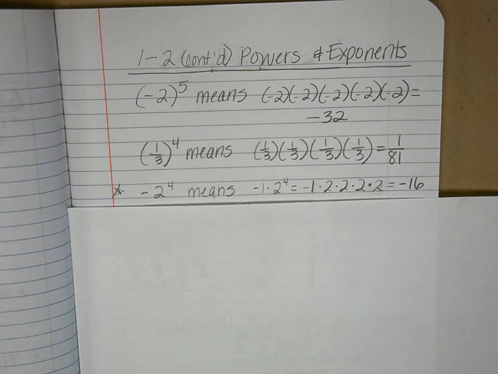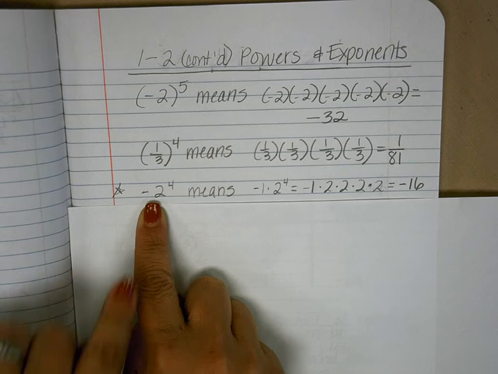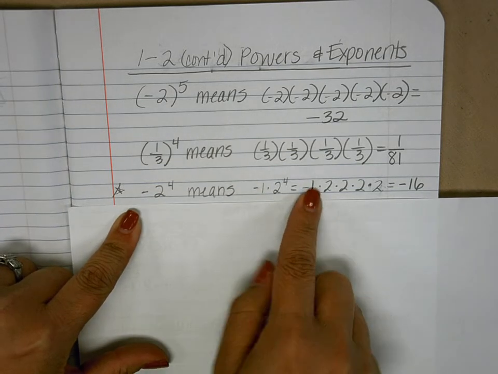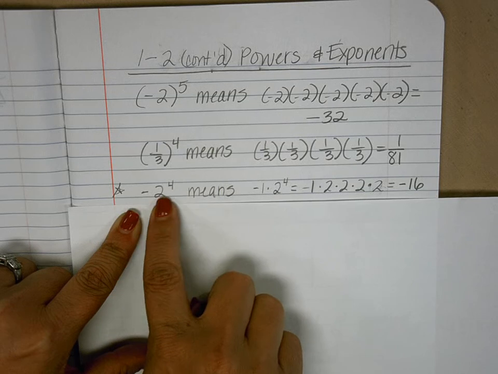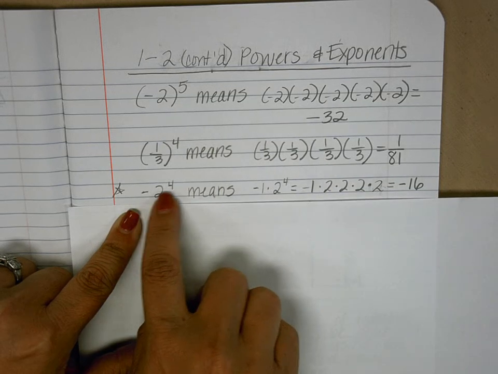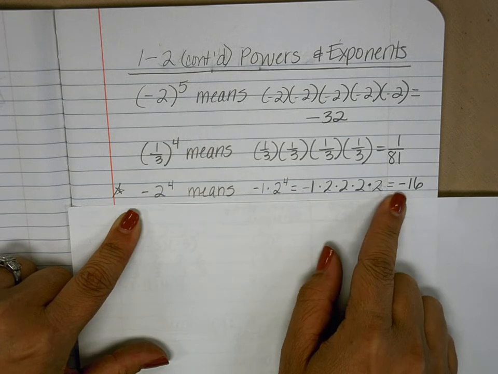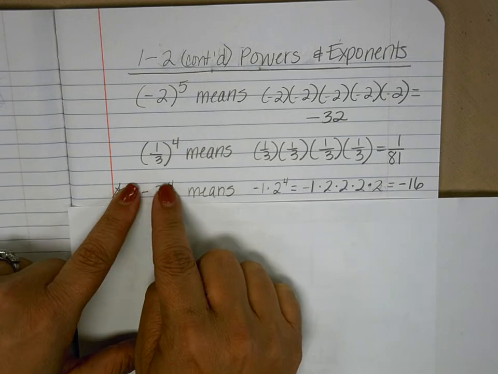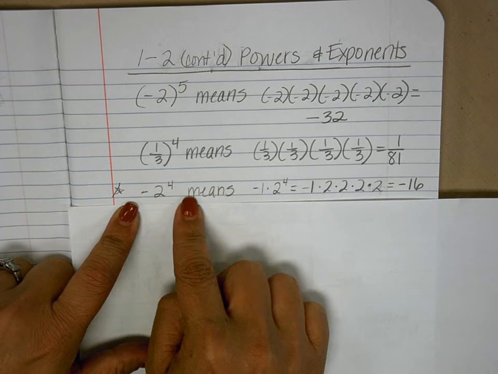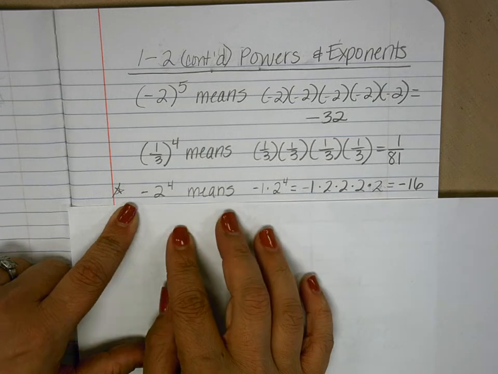Okay? So here we have no parenthesis. So that means the negative is on the outside. That's separate. But the 4 goes with the 2, right? This 4 does not go with the negative. Otherwise, this would have to be a positive 16. So if I put parentheses around the -2, it would be positive. Remove the parentheses, and now it's negative. Big difference, right?